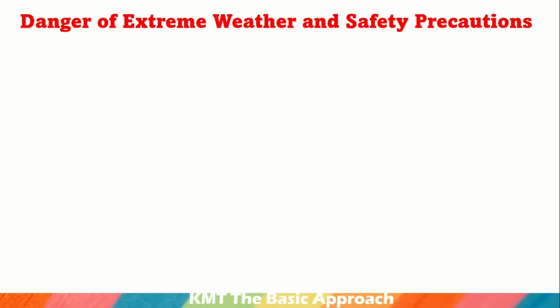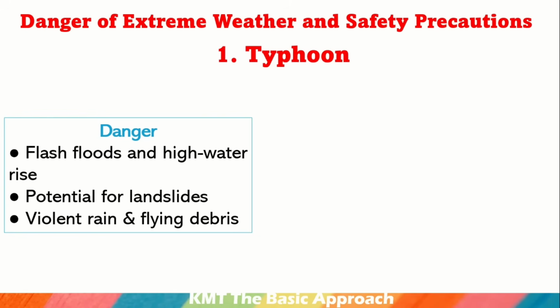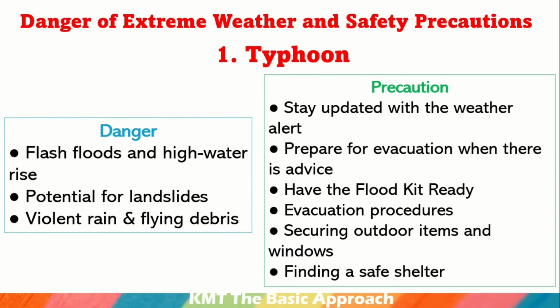Danger of extreme weather and safety precautions. Number 1. Typhoon. Danger: flash floods and high water rise, potential for landslide, violent rain and flying debris. Precaution: stay updated with the weather alert. Prepare for evacuation when there is advice. Have the flood kit ready. Evacuation procedures: securing outdoor items and windows. Finding a safe shelter.